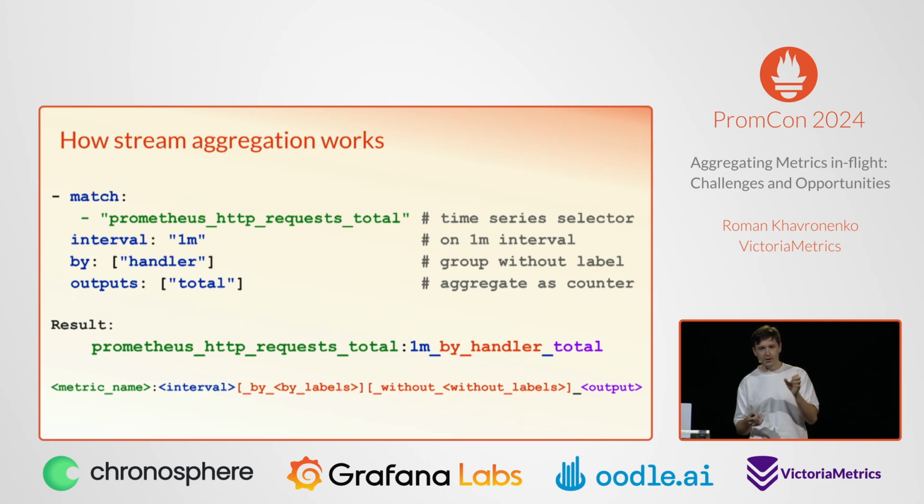Here we apply an aggregation output total, which is meant to deal with counters and support the counter reset feature, etc. As a result, if you apply this configuration to VMagent, it will produce a new metric, as well as a recording rule. This new metric will have the prefix of the original matched metric name, and the suffix of this metric will be the encoded stream aggregation config. So it says that it was aggregated on a 1-minute interval by this label, and the aggregation output applied was total, similar to counters.